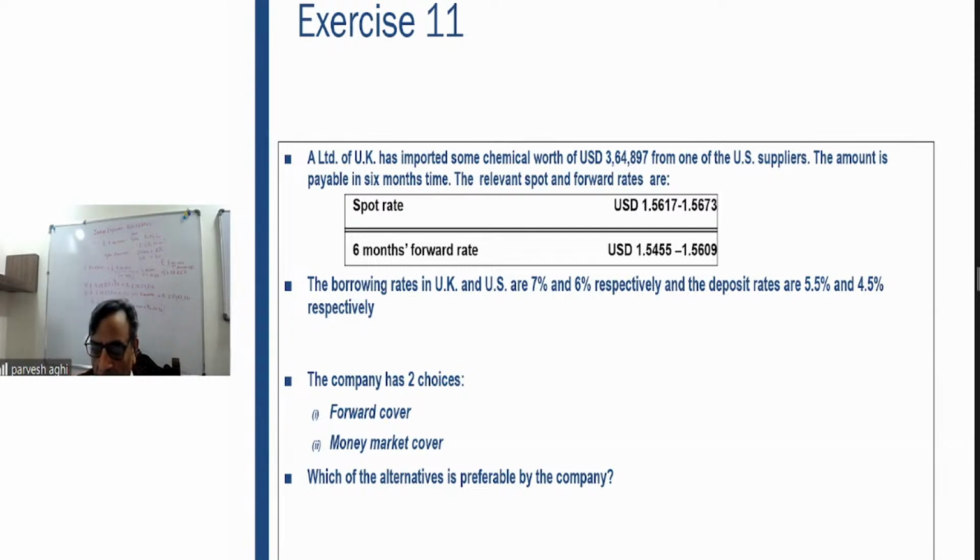Now, this question also was part of your study material, but it had a third option, which is options, so I've taken it off. When we do the options, I'll add that third choice also, and then we can compare all the choices. But that is for a later date, maybe tomorrow or the day after. Money market is better, absolutely.